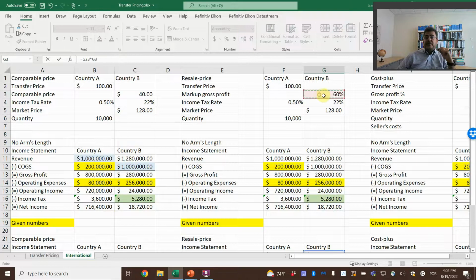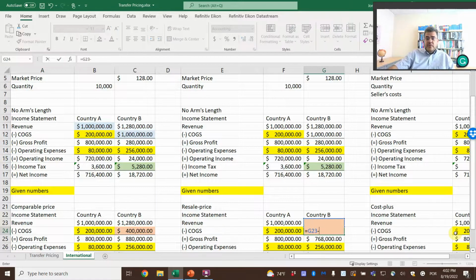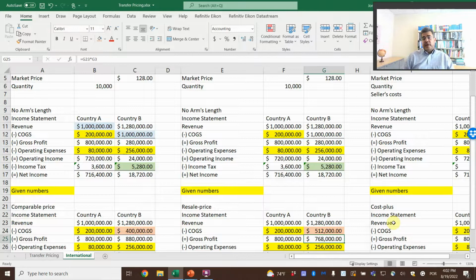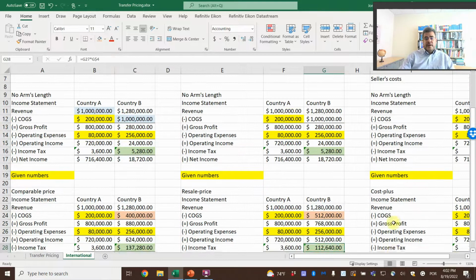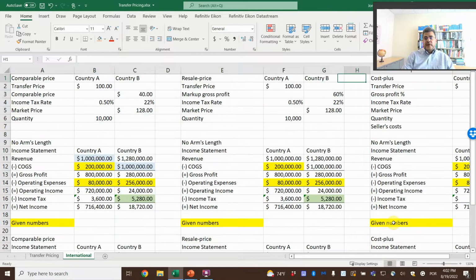So it will be revenue times 60%. How do we find the cost of goods sold or the transfer price? The number to match: 1,280,000 minus X is 768. So revenue minus gross profit gives 512. And then if you go here, look, the income tax is also that large.